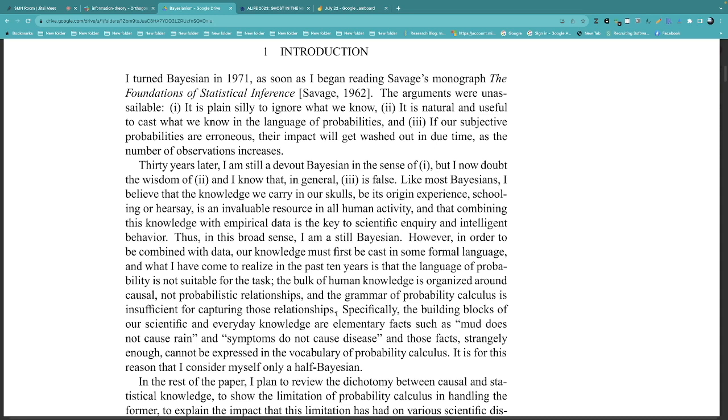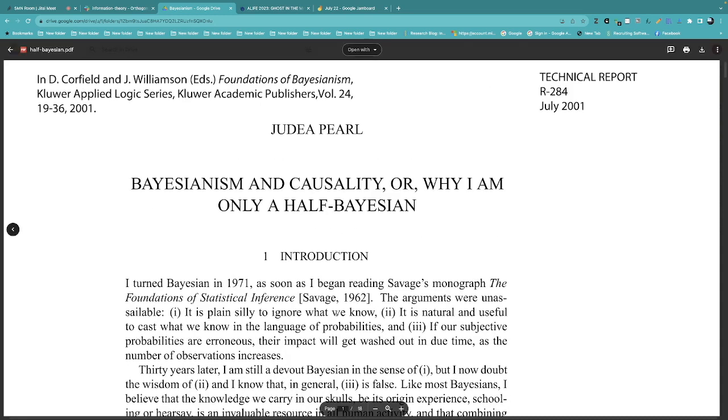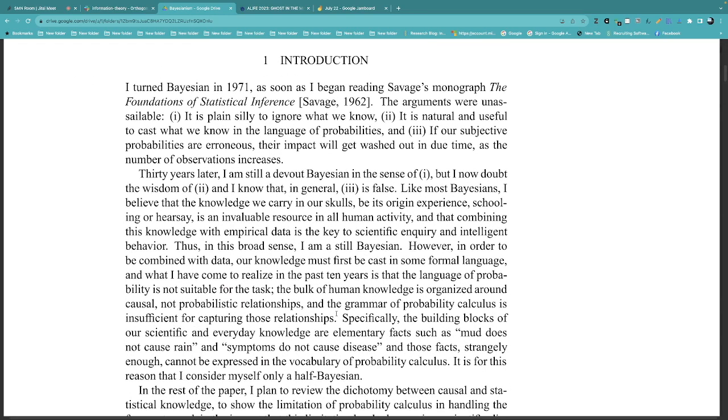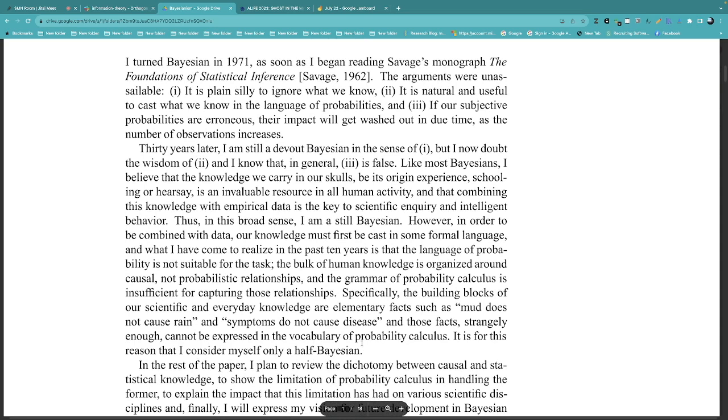So the context here is that Judea Pearl will introduce something called do calculus, which is a specific type of calculus for looking at causality, and it gets at this problem he's posing here. Specifically, the building blocks of our scientific and everyday knowledge are elementary facts such as mud does not cause rain, and symptoms do not cause disease. And those facts, strangely enough, cannot be expressed in the vocabulary of probability calculus. It is for this reason I consider myself only a half Bayesian.